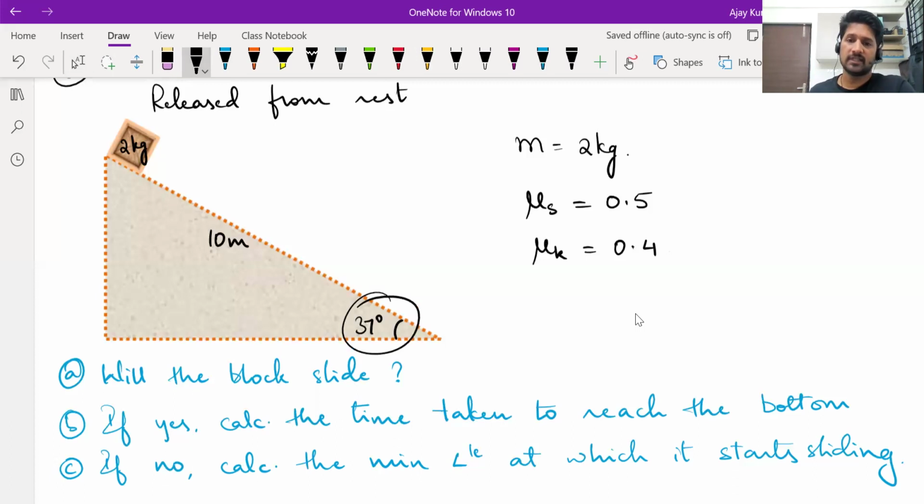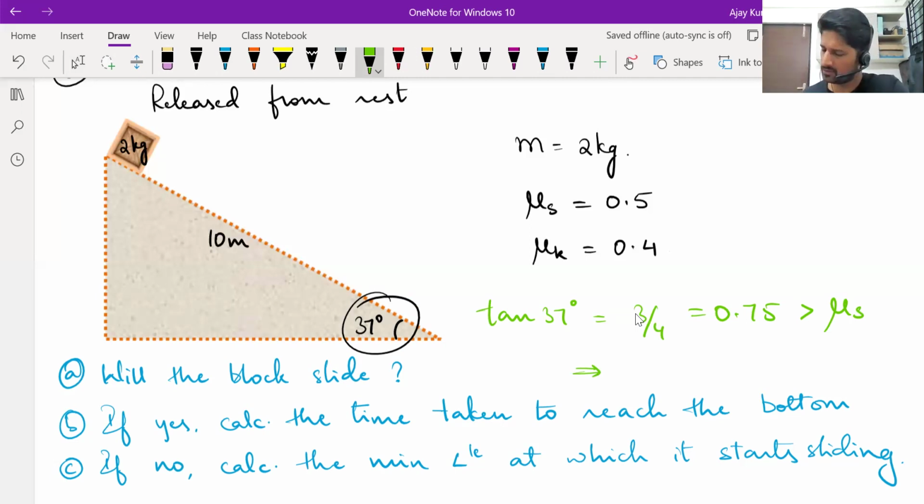One of you quickly tell me how much is tan 37 degrees? 3/4, sir. That is 0.75. Now this is clearly greater than the coefficient of static friction. So it means tan theta is too much. It means theta is too much. It means the angle is more than the angle of repose. So the block slides. And once it starts sliding, you will not consider static friction anymore. The only friction acting on it will be kinetic friction. Okay, solve it quickly.